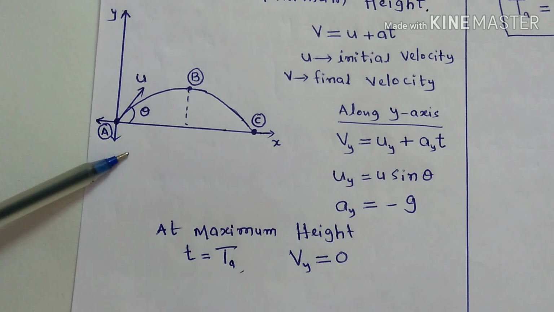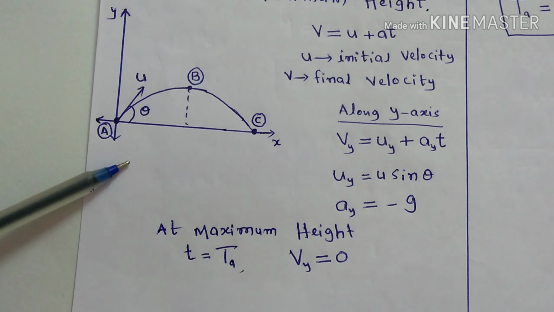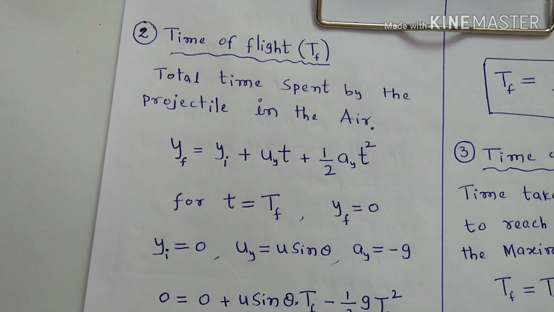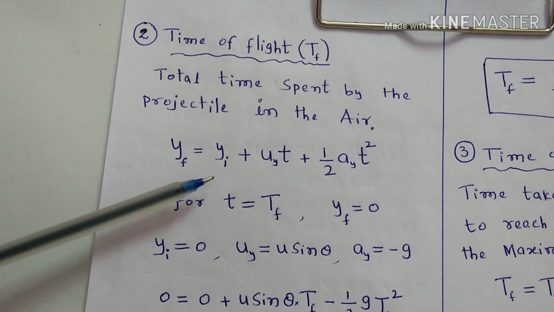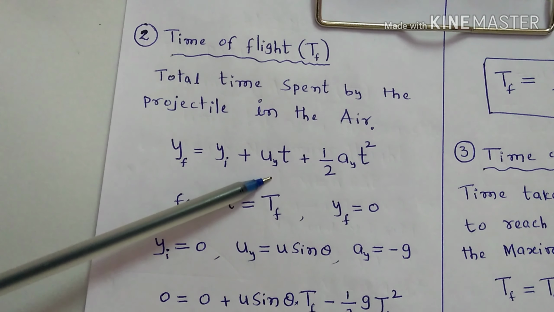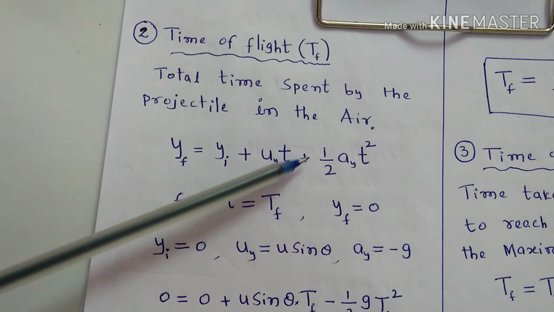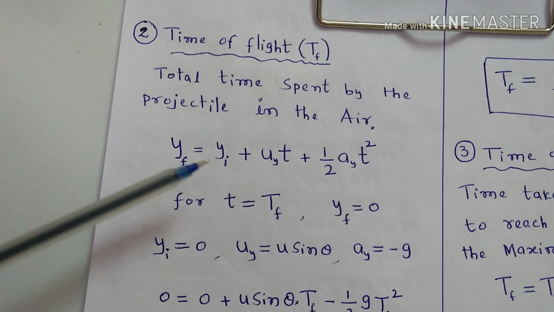We will use the second kinematic equation. You have seen the graph, no? So which kinematic equation is suitable to solve this problem? I prefer the second kinematic equation, that is yf is equal to yi plus uy into t plus half ay t square.